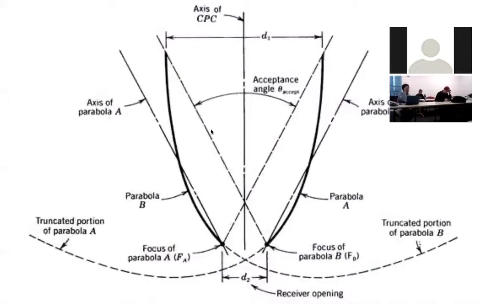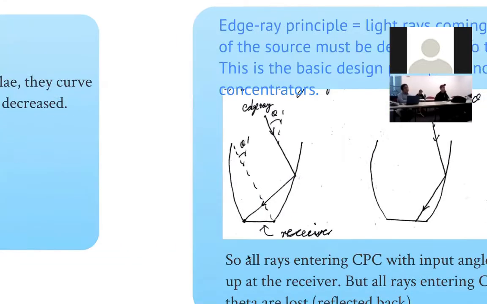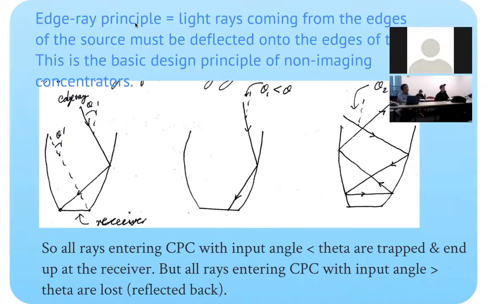This is the largest angle one can hope to collect. So that's an edge ray, and this is the edge of the receiver. It reflects off here and ends up here. Same thing on this side. This is the edge ray, reflects off here and ends up at the other edge of the receiver. So that's an example of the edge ray principle, such that your edge rays end up at the edges of the receiver. Any other ray in between will end up in between the edges of the receiver, so you will have ended up collecting it. That's what's referred to as the edge ray principle.